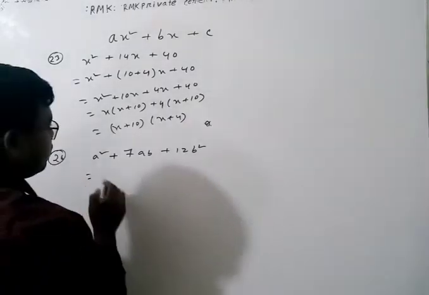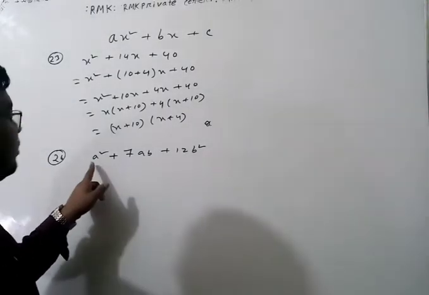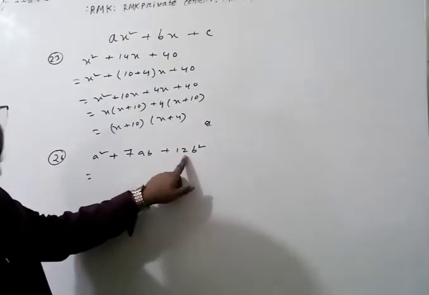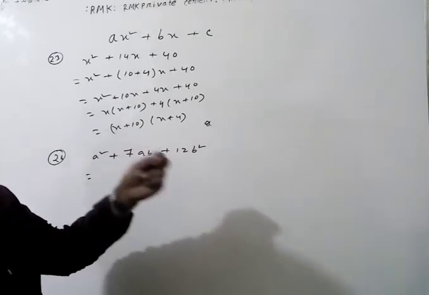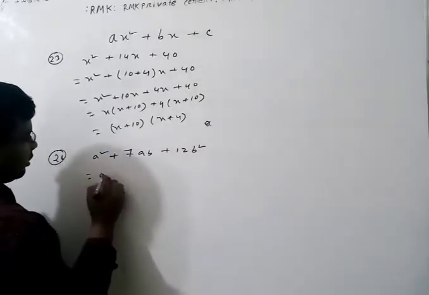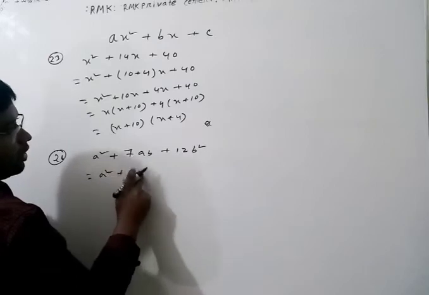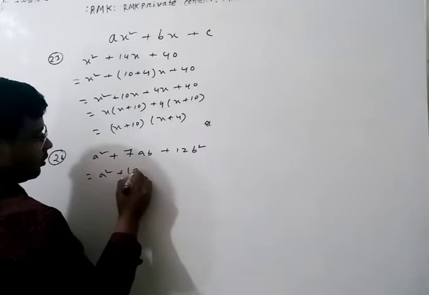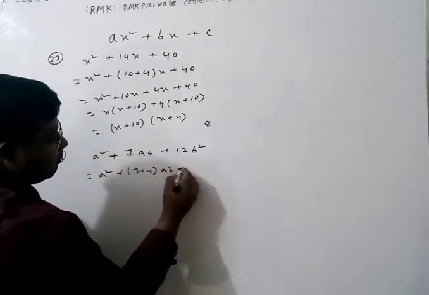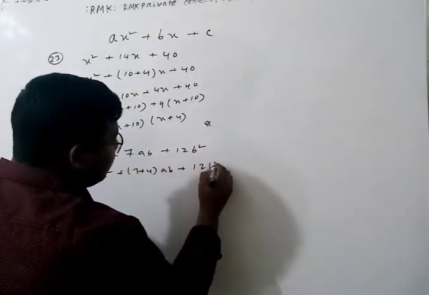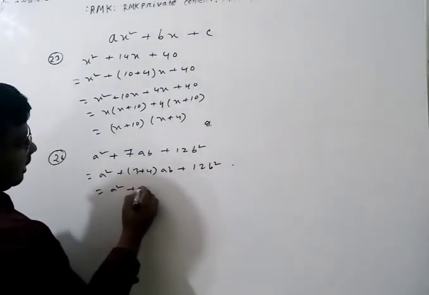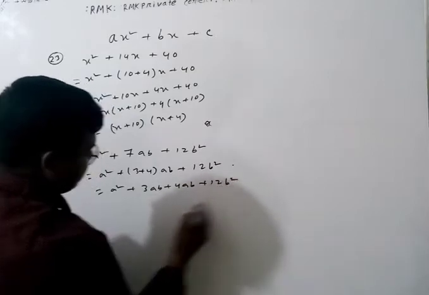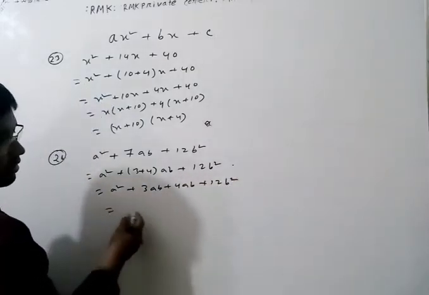So what can I do? At first I multiply this 1 and 12 and got what? 12. Then I write it: a square plus 3 plus 4. 3 4s are 12, 3 plus 4 is 7. So 3 plus 4 into ab plus 12b square. That is a square plus 3ab plus 4ab plus 12b square. Very simple or not? I think this is very simple.